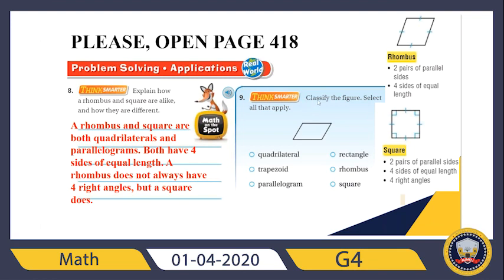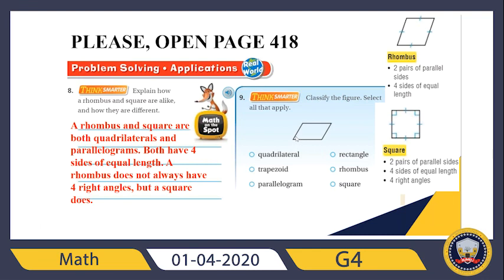It says, classify the figure. Select all that apply. What does quadrilateral mean? During this class I said a quadrilateral has 4 sides and 4 angles. Just this. So I know there are 4 sides here, right? Each line segment represents a side here. Let's count the sides: 1, 2, 3, and 4. So this shape has 4 sides. What about angles?